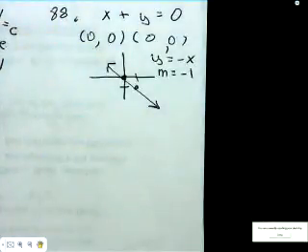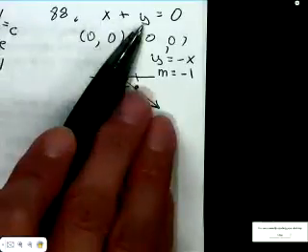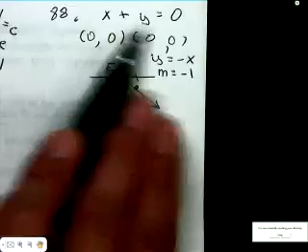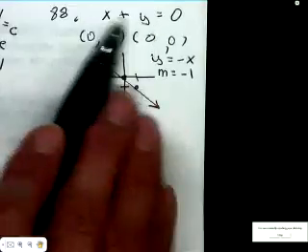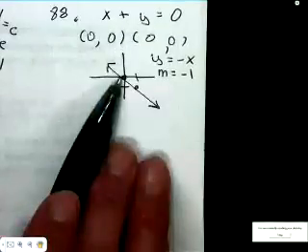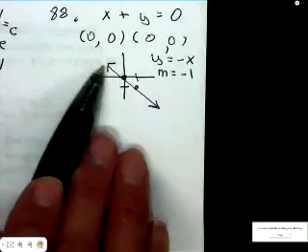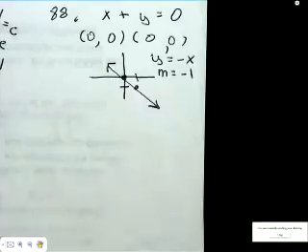Or you could have found another ordered pair by just letting x be something else. If you let x be -2, what would y have to be to satisfy that equation? +2, because -2 plus 2 is 0. That means the point -2, +2 is on that graph. It's about right there. So you get the same line no matter what method you use.